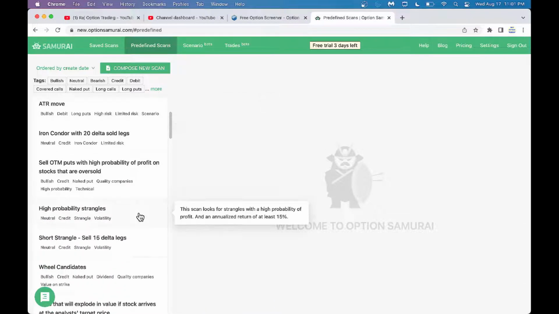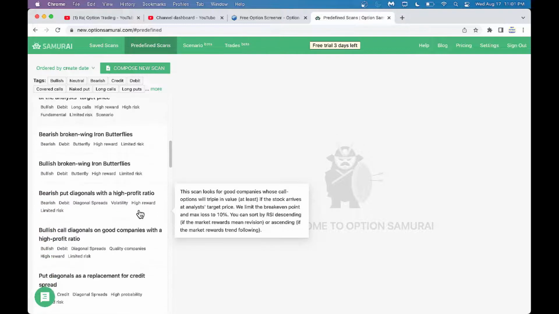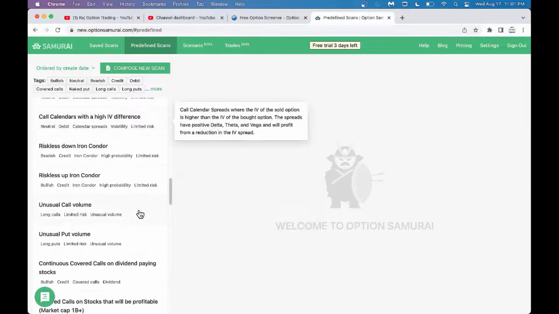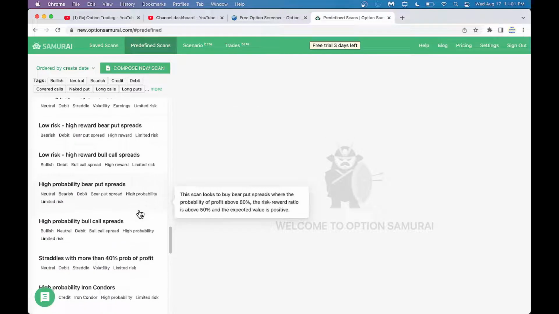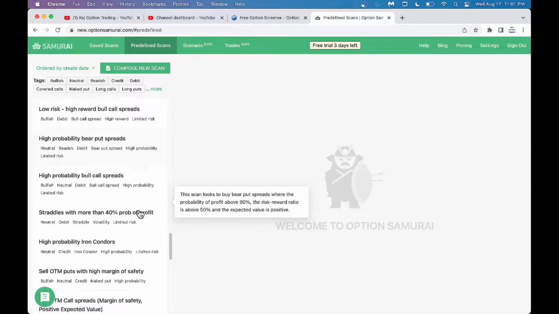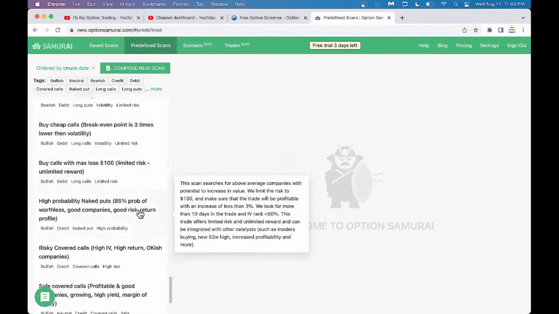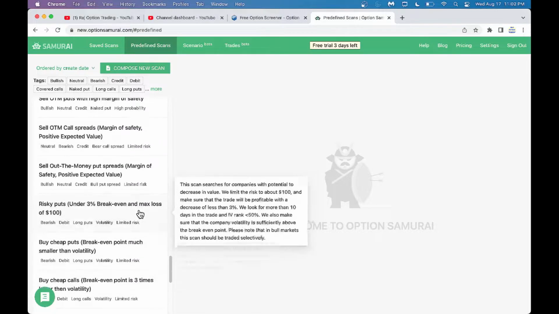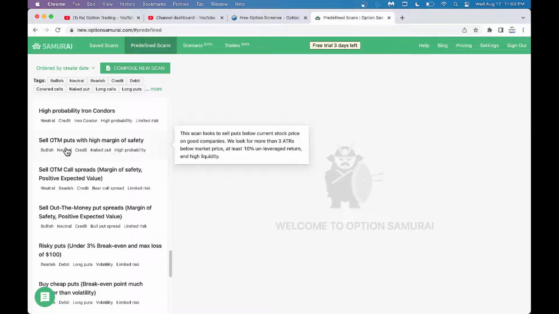For example, if you're in the mood for selling put options, when the stock market sells off like today, you could just go here and look at the put here. Look, we got a few options here. You could look at high probability bear put spreads, and there are a lot of things here. Let's keep going down here. All right, sell out of the money put spreads and so on and so forth. Look, we got here sell out of the money puts with high margin of safety.